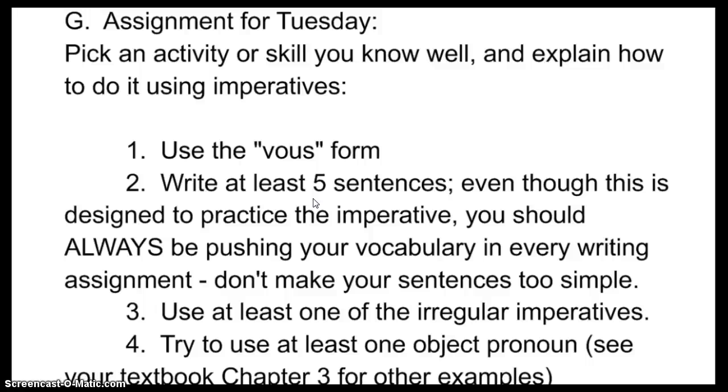So don't make your sentences too simple. Keep pushing your vocabulary and your grammar. Use at least one of the irregulars, if you can get that in there, and then try to use at least one object pronoun. The pronouns are a little complicated, and we haven't even done the object pronouns yet, so do your best with that, and your chapter 3 in your textbook has some other examples if you need some more help with that.